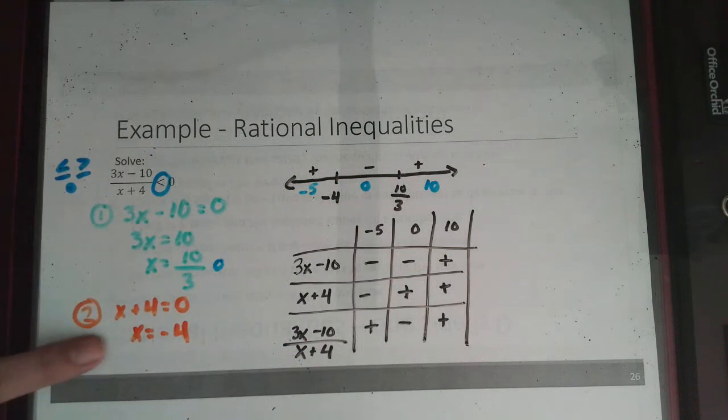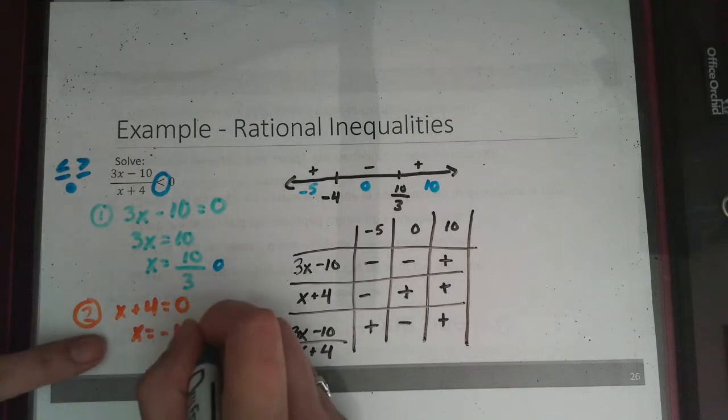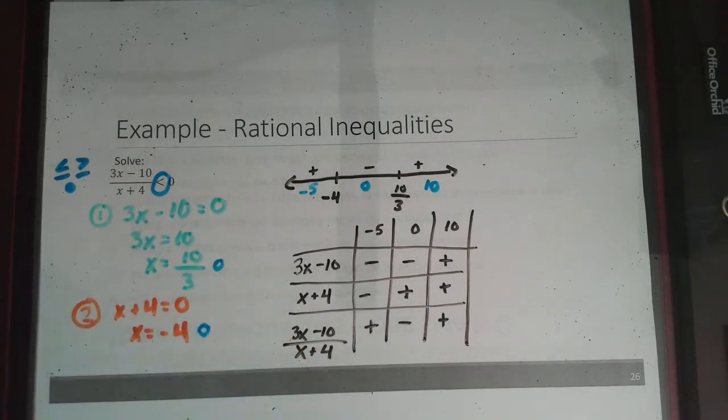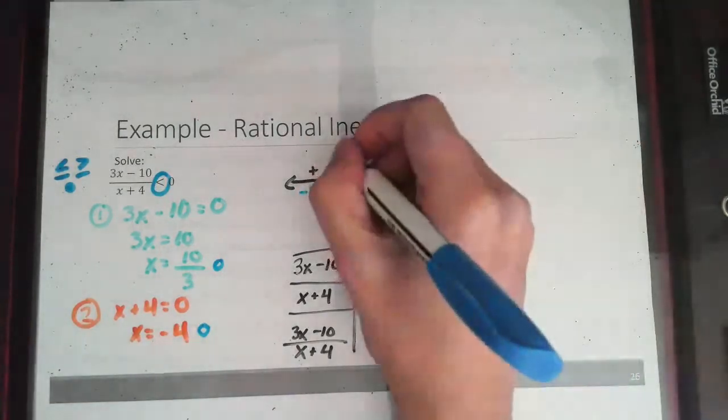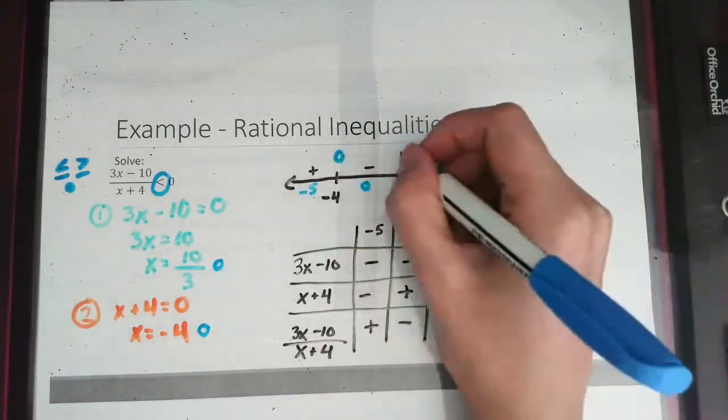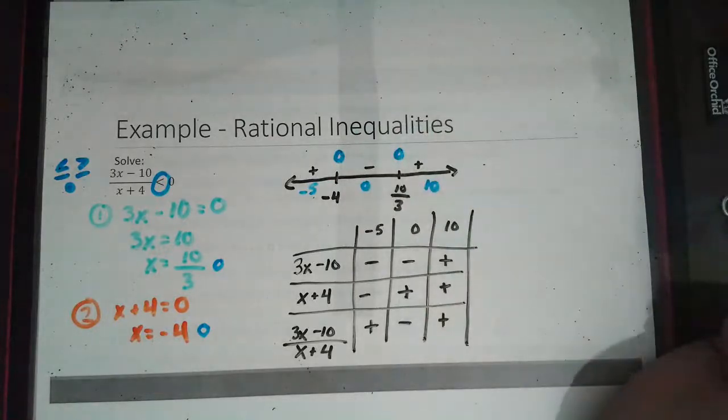What I do in step 2, this value is not allowed, ever. When you set the denominator equal to 0, that value will not be included. So what you get in step 2 will always be an open circle. So I have an open circle on -4 and an open circle on 10/3.